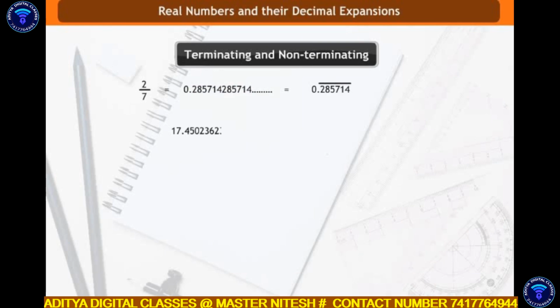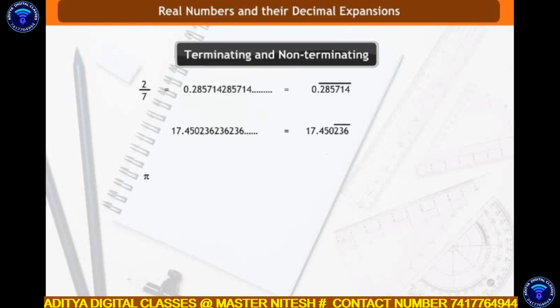Similarly, we can write 17.450236236236 and so on as 17.450236 bar, because only the group 236 out of the group 450, 236, 236, 236 is repeating. Hence we put the bar symbol only on 236 and not on the whole group, that is 450, 236, 236, 236. Now consider the irrational number pi.